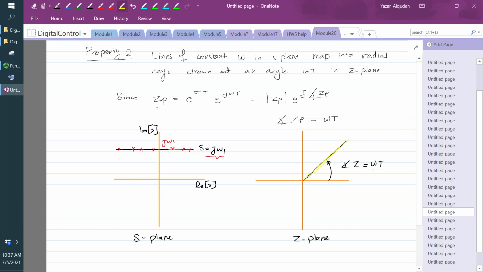And we can see it from here. Zp is equal to e to sigma multiplied by t multiplied by e to j omega t. I can write this as magnitude and phase. The magnitude is going to equal the magnitude of Zp, and the phase is going to equal omega multiplied by t. So the angle of this expression is omega multiplied by t. Since all these poles along this line have the same omega multiplied by t, they're all going to have the same angle. The magnitude is going to be determined by the sigma of each one of these poles.